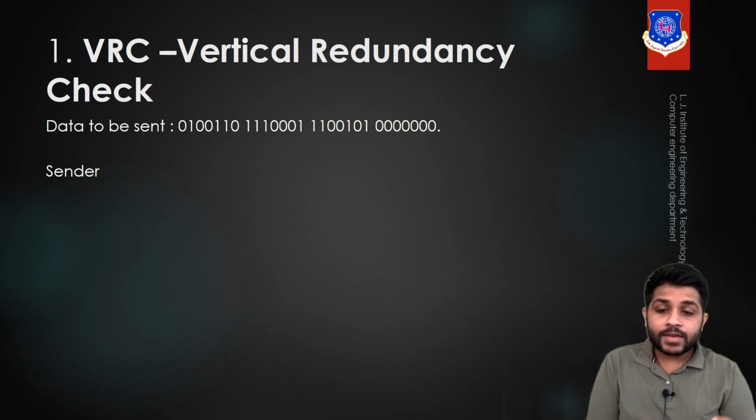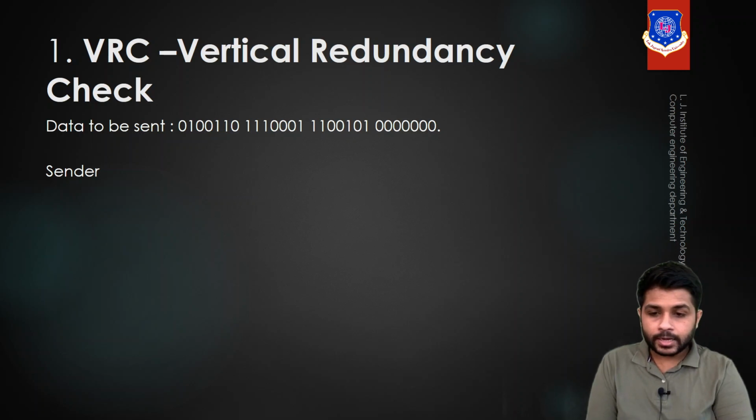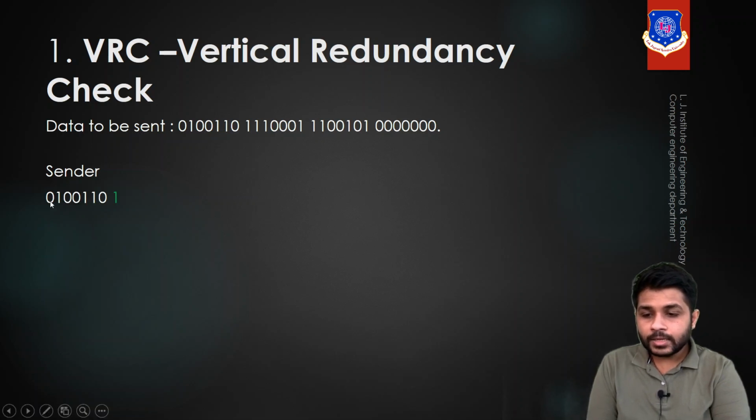In each and every block, we will add an extra bit so that the total number of ones in every block can become either even or odd. Let's take an example so that you will get a clear idea. We will divide this data into blocks, and each block has 7 bits.